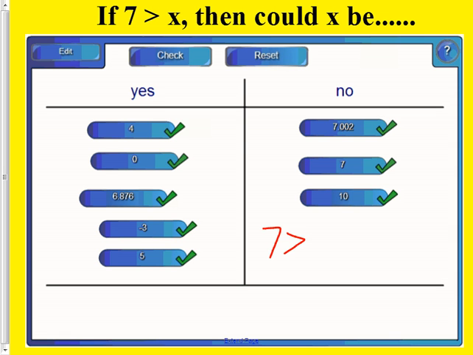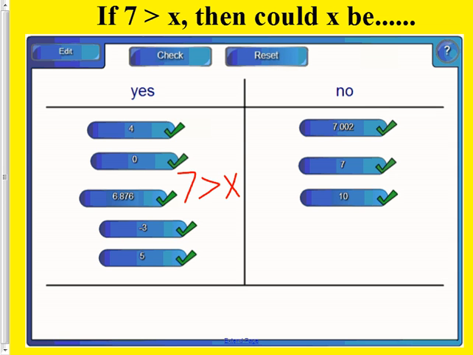Now, if we look at those ones in the column that don't work, you might have thought that they would, but no, they don't, because is 7 greater than 7.002? No, it isn't. Is 7 greater than 7? No. Is 7 greater than 10? No, it's not. The thing that's confusing about this one is when it says 7 is greater than x, we have the x on the right-hand side.